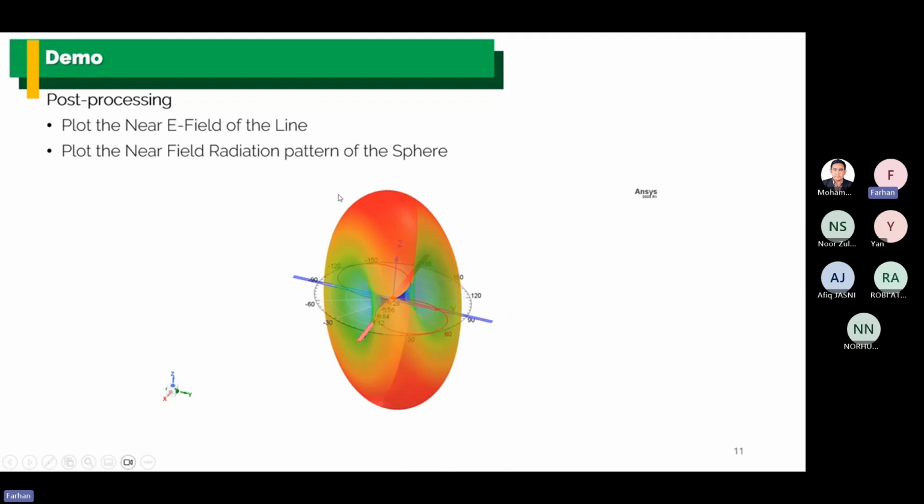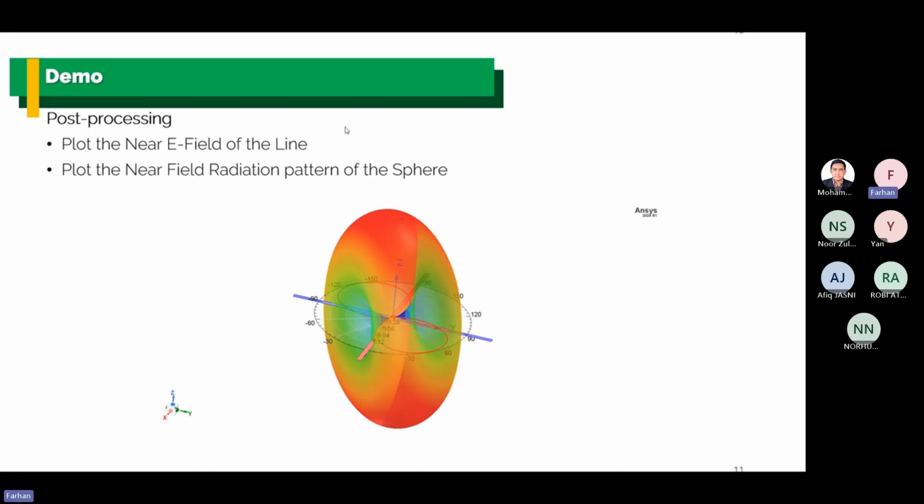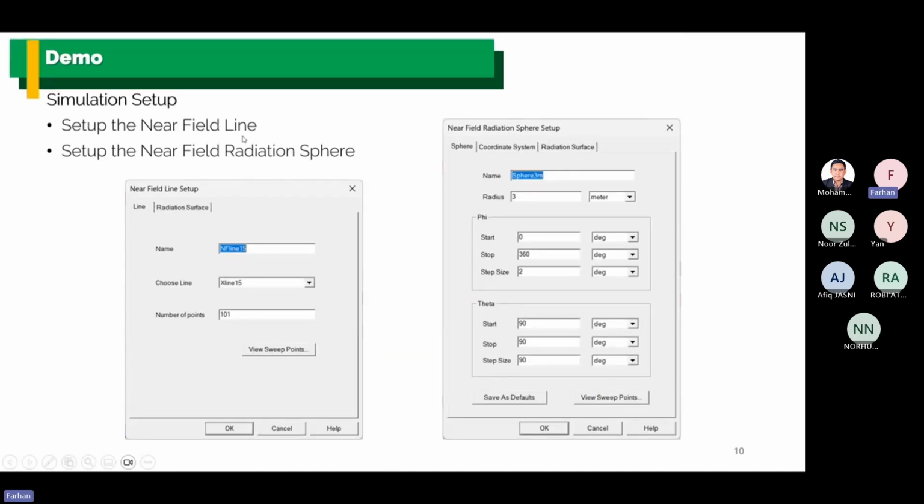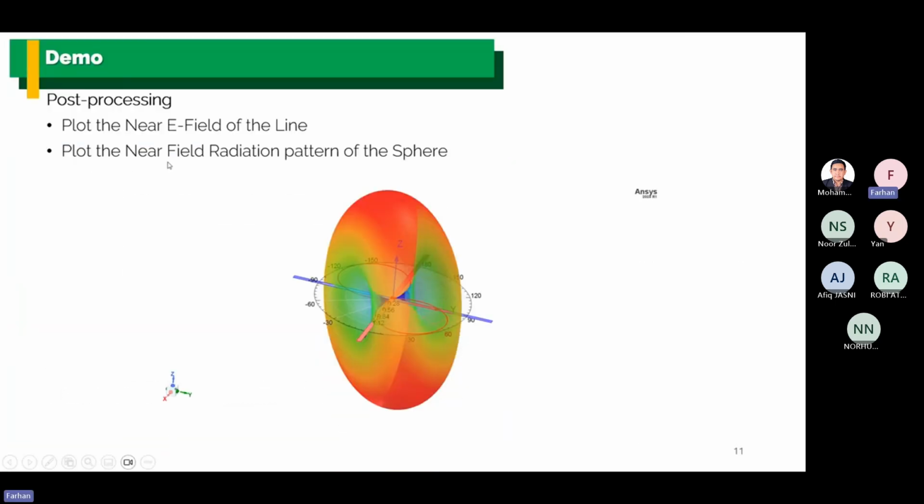And finally, for post processing, we want to plot the near electric field of the line that we put in when we set up the near field line, and we want to plot the near field radiation pattern of the sphere that we already set up.